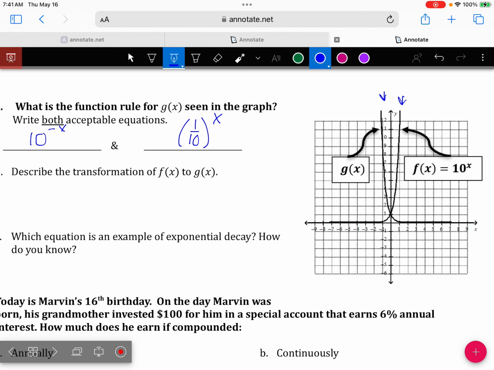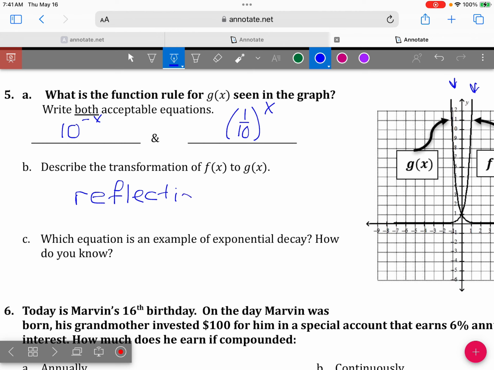So to get to g of x, we either need to make my x's negative by taking 10 to the minus x, or realize that this is a reciprocal function, 1/10 to the x, a fraction. And that's how we get a reflection across the y-axis. This is the only time we had a reflection across the y. Everything else has been over the x-axis. The only way we can get a reflection across the y-axis is to have the minus x, or by making our base change to a fraction.